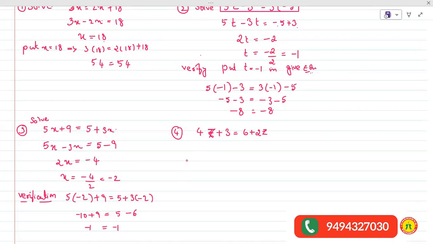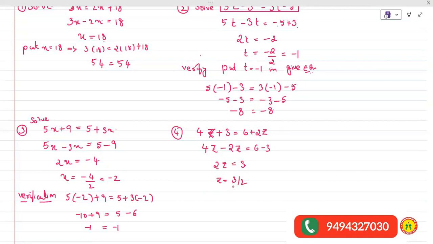Yes, sir. So we need to transport plus 3 to the other side, and 6 to this side, the left hand side. 4z minus 2z equals 6 minus 3, is it? Yes, sir. 2z equals 3. z equals to what? 3 by 2.